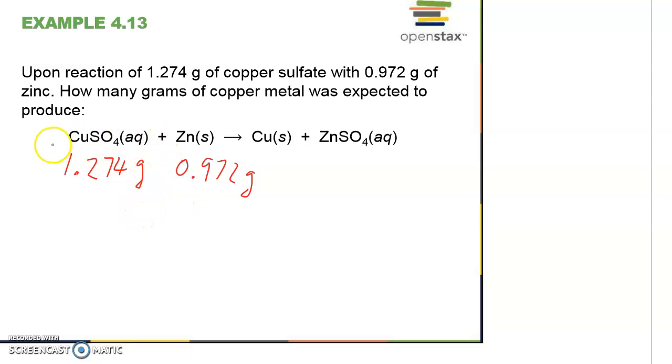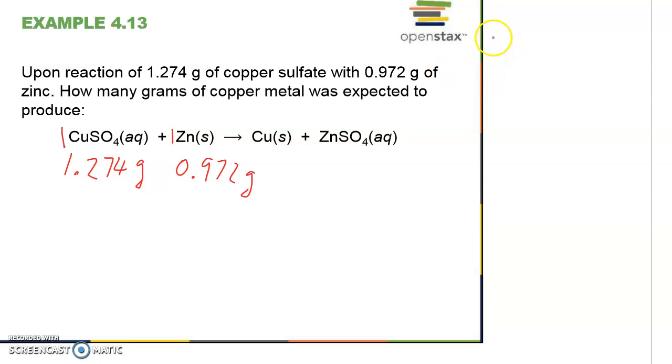Why? Because the coefficients in the equation are just for numbers of moles. It's not about grams. So we have to convert everything into moles in order to compare. We know the coefficient here is 1 to 1. After we convert into moles, then we can compare and see which one is limiting. So how do we convert it into moles?